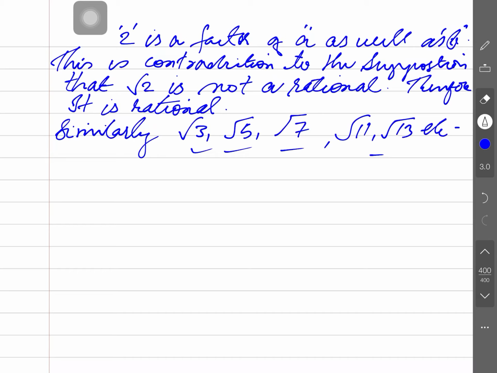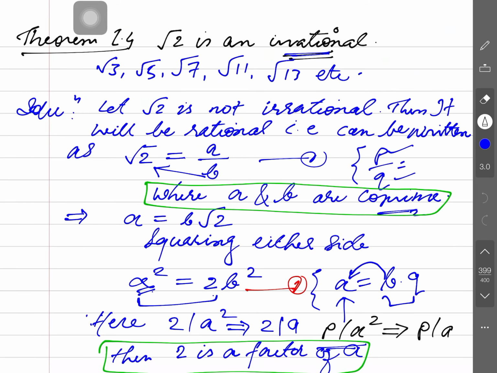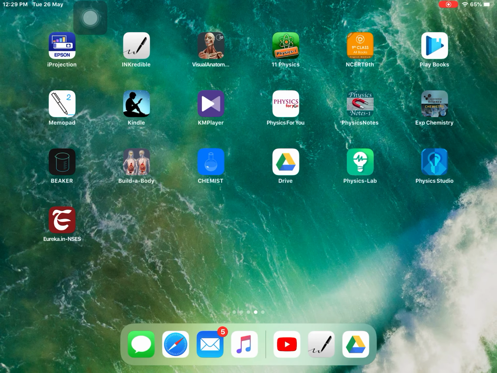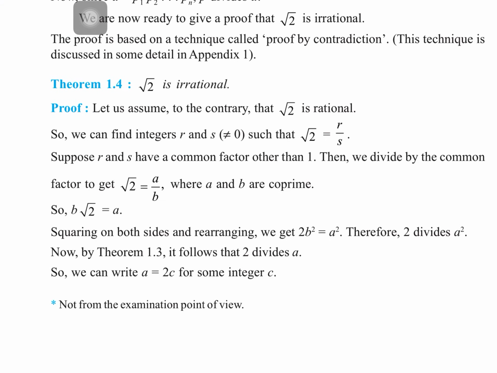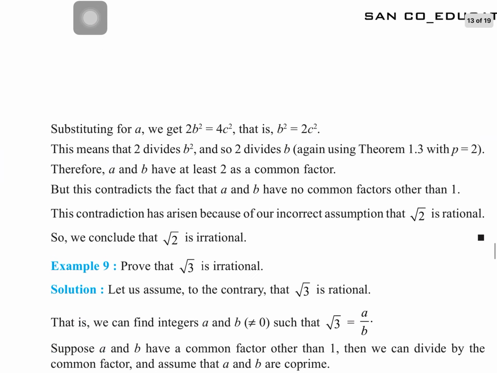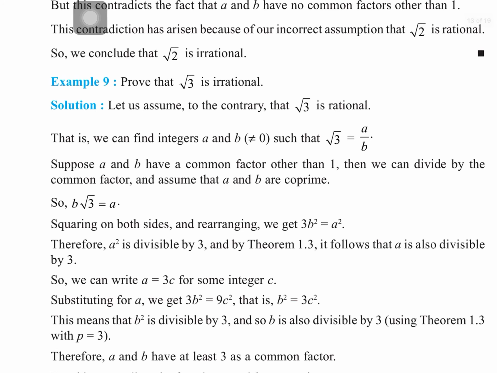You will prove this by deleting this. In place of root 2 you will write root 3. Similarly, root 5 can be done also here. A lot of questions are given here in your study material. This is your textbook theorem. Root 2 is irrational, we have proved here, and root 3 also can be done by the same method. Is that clear?